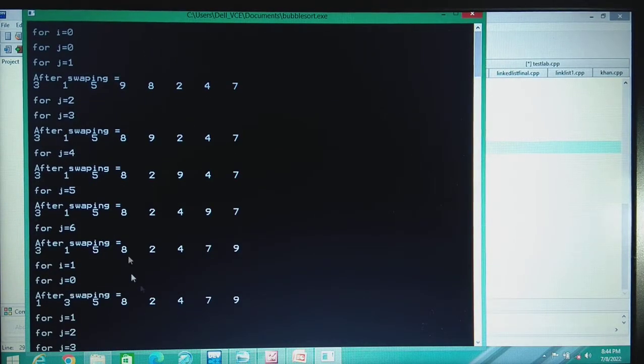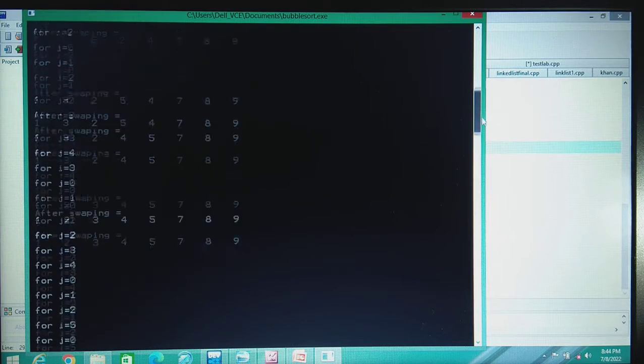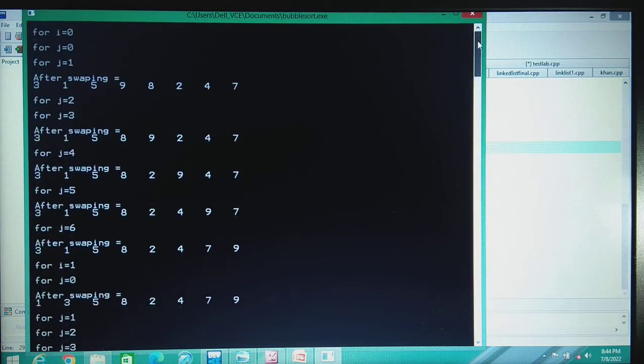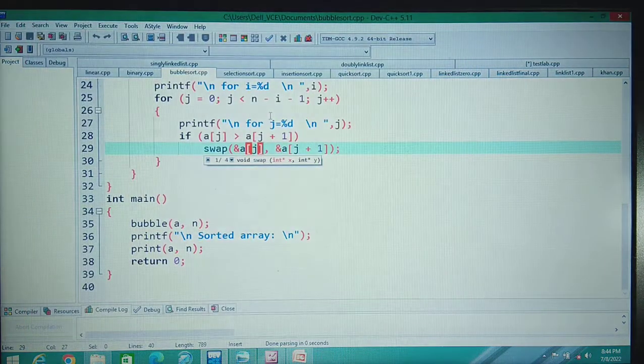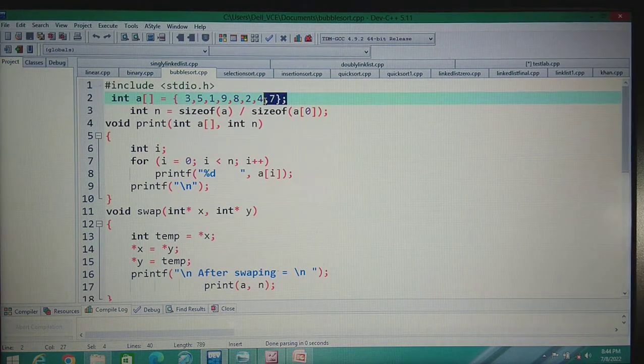How many times it is swapping, we are also showing, and how the values come at last. This is your sorted array 1 2 3 4 5 7 8 9, and your initial array was 3 1 5 9 8 2 4 7. Already we have mentioned it here. This is your initial array. So how it is working, this is the question.